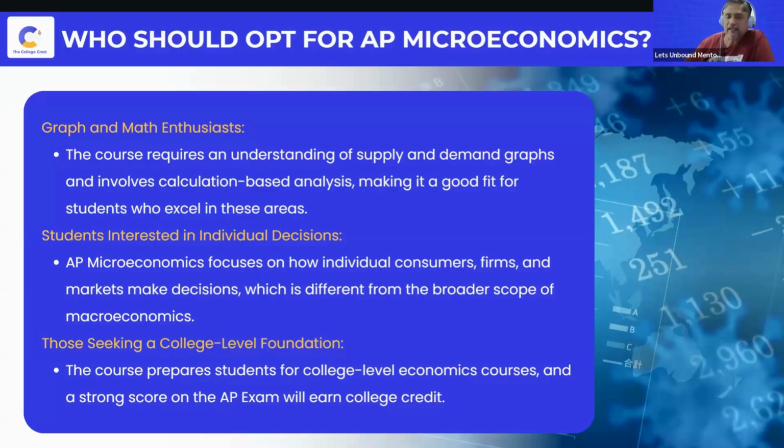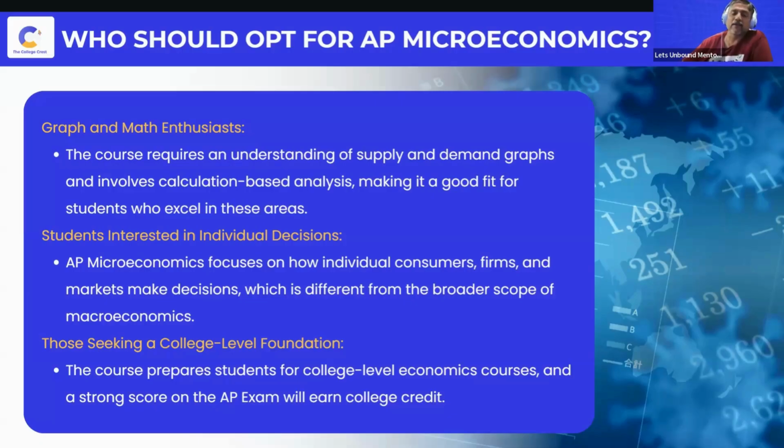Okay. Students interested in individual decision making as far as economics is concerned. Again, microeconomics focuses on how individual consumers, firms, and markets make decisions, which is different from the broader scope of macroeconomics. Macroeconomics would be more about the national economy, government initiatives, unemployment, all those things. But microeconomics is more interested at a firm level. Okay, so competition, firms, supply, demand, how markets are functioning, all of that would be covered in microeconomics.